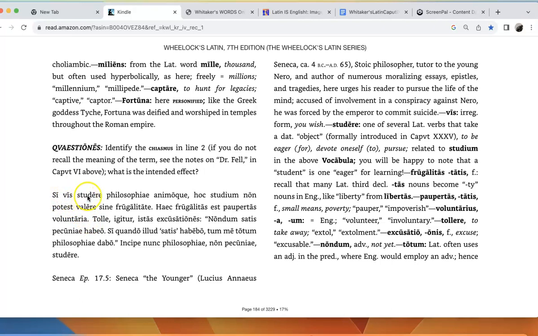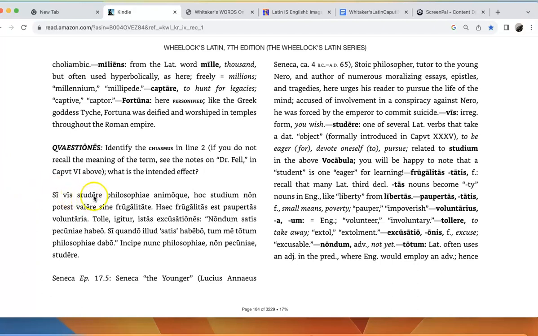So, si vis studere philosophiae animoque. So, if you want to study, but it also means to devote yourself. For example, you are learning Latin, you're not studying Latin. Although Latin has more of a study aspect than a modern language. If this were French 101 or Spanish 101, you would definitely just be learning it. Why? Because Latin does require thinking. That's the difference between Latin and a modern language.